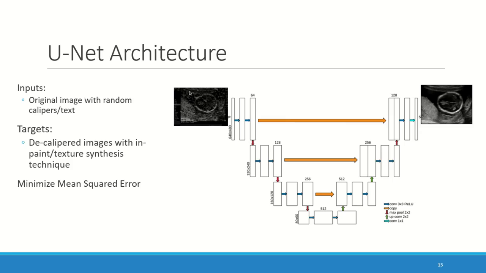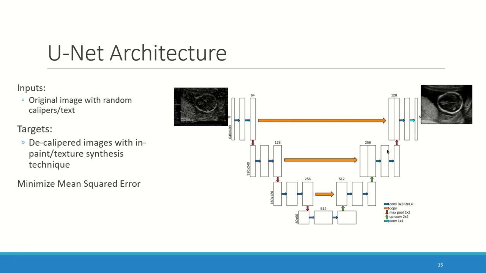So this is a diagram of what we accomplish here. We have an input image that has random calipers in them. We use the images generated by the in-paint technique as our target, and we train a U-Net architecture. And we minimize the mean squared error in this task.